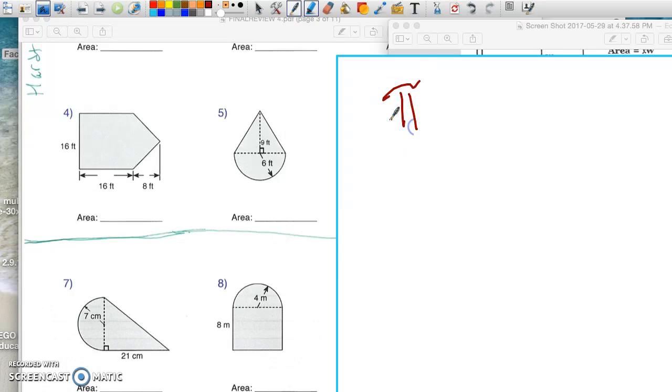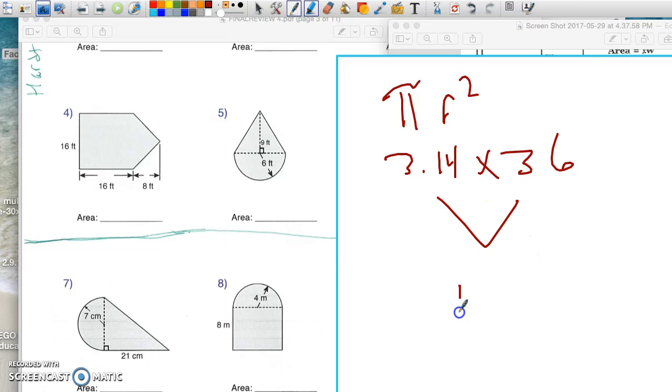Okay, so here we go. Pi times radius squared. So that's 3.14 times the radius, which is 6. If I square that, that's 36, right? Can't remember what I got last time, so let's do it again. Oh, look at that, it's still in my calculator. Okay, so I got 113.04.